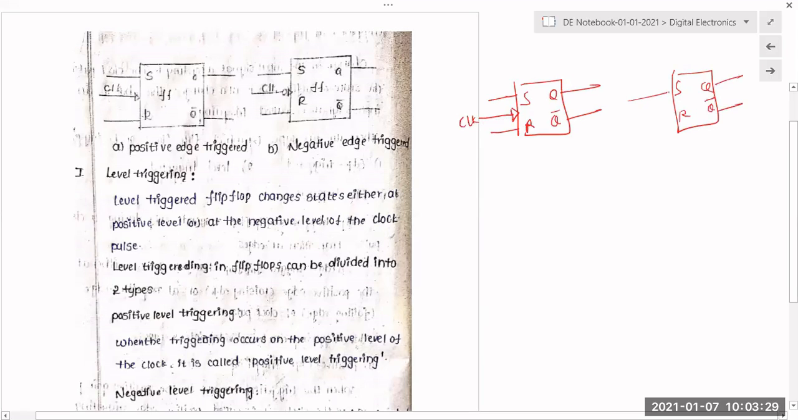So this is positive edge triggering and this is negative edge triggering. Whenever you are applying the clock pulse, this is a negative edge. This is called positive edge triggering and this is called negative edge triggering. Level triggering means the flip-flop changes its state, from previous state to next state. That is called changing the output.